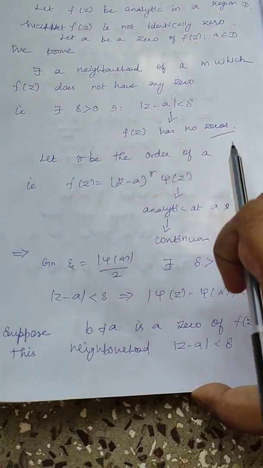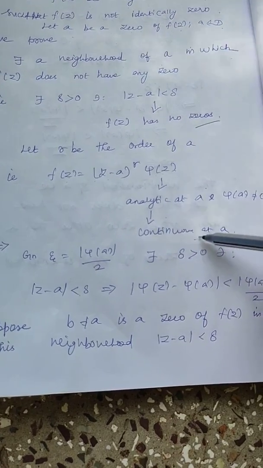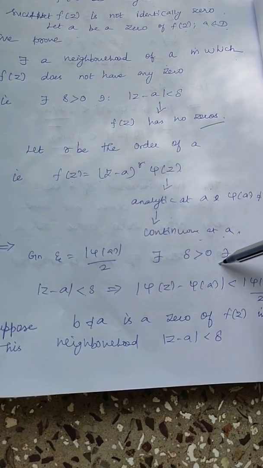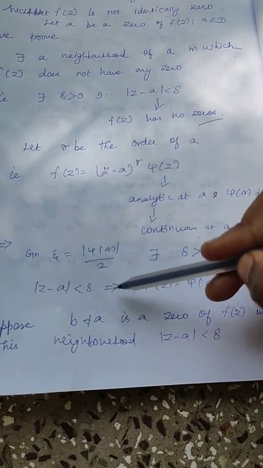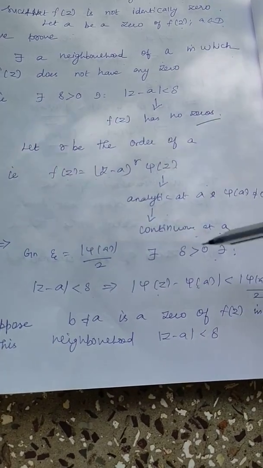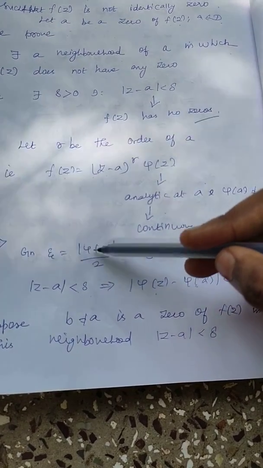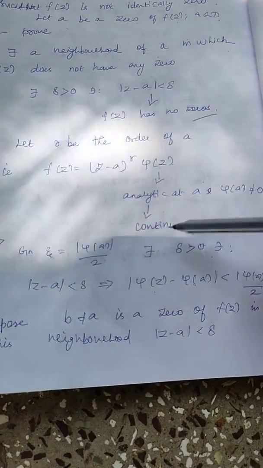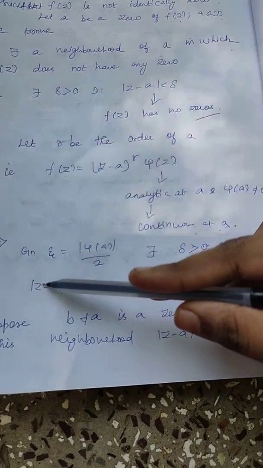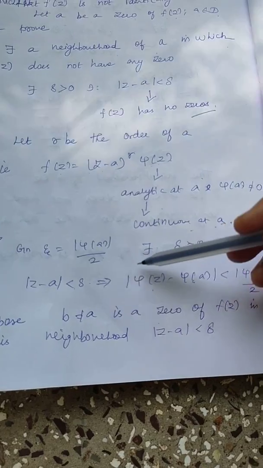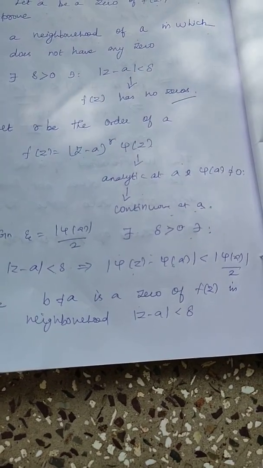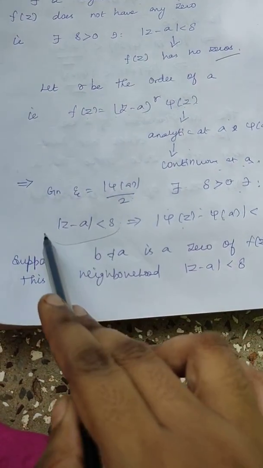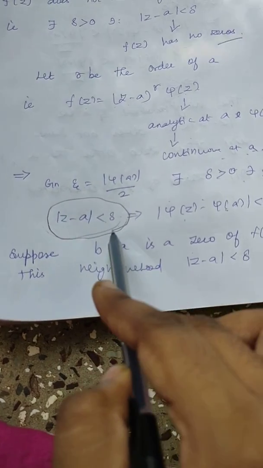Here phi of z is analytic, right? So it is continuous at a also, which means given epsilon greater than 0, I should be able to find a delta greater than 0 such that whenever mod z minus a is less than delta, then mod phi of z minus phi of a is less than epsilon. Here I am choosing my epsilon to be equal to mod phi of a divided by 2. So for this epsilon I can find delta greater than 0 because phi is continuous at a, which means when mod z minus a is less than delta, mod phi of z minus phi of a is less than mod phi of a divided by 2. So consider this neighborhood. I am going to concentrate my attention on this neighborhood alone.